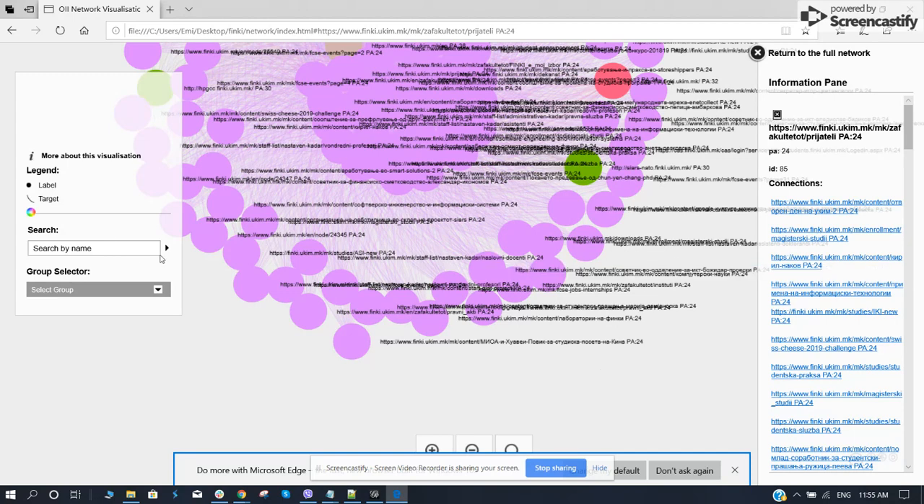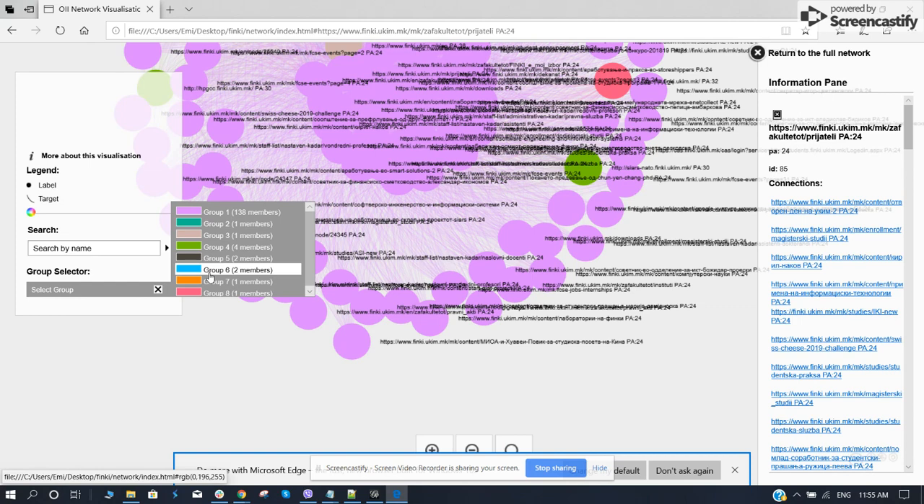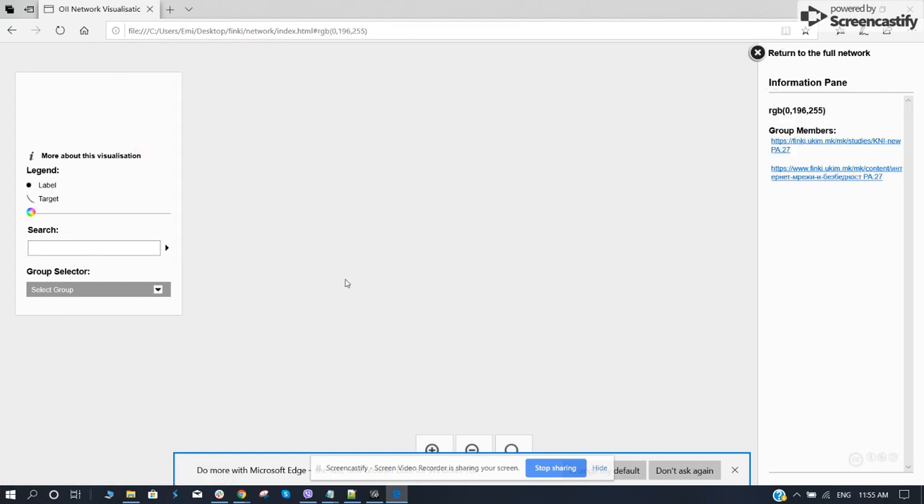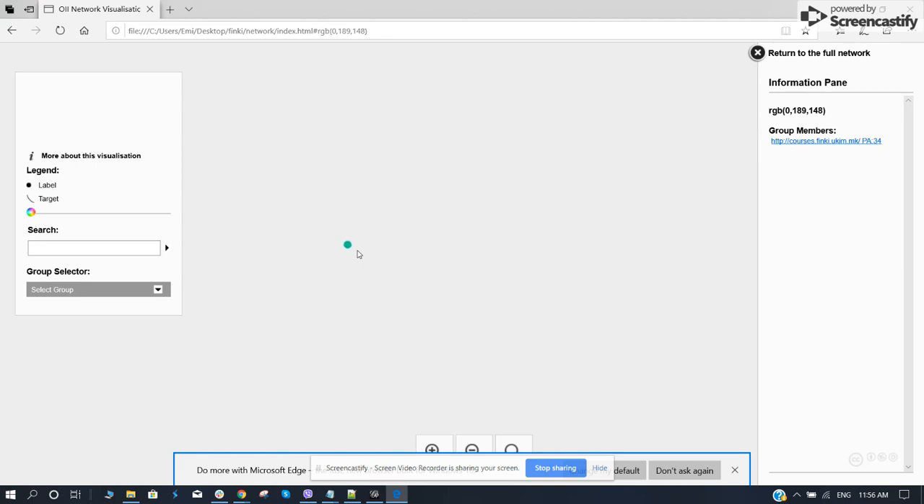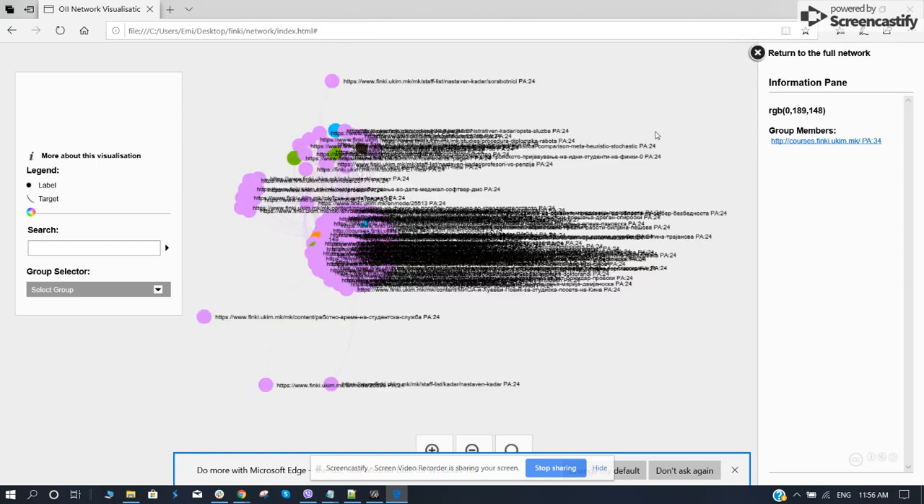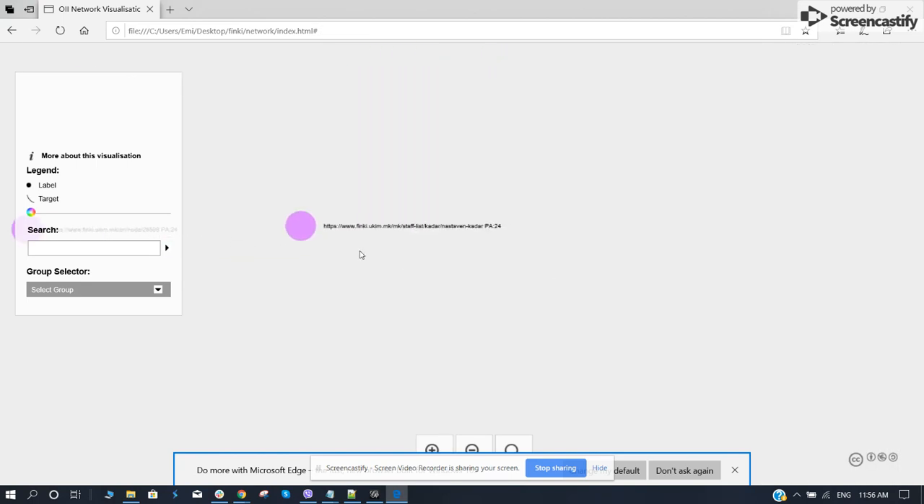You can filter groups, like let's say that I want to filter the blue group. It turns out that we have only two pages in this group. I can try to do the same with the green group. I have only one page, or maybe turn that off and see the whole graph instead.